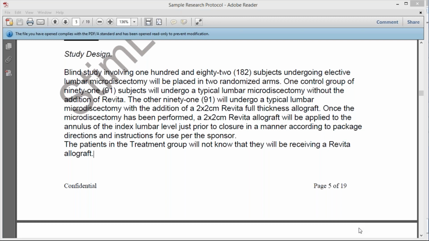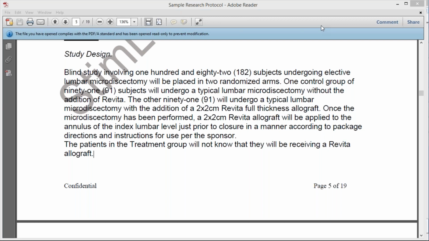It says the patients will not know that they will be receiving the Revita. So it only mentions the patients. Correct. Okay, right. So the patient in the study will not know that they will be receiving the Revita. It is single blinded.